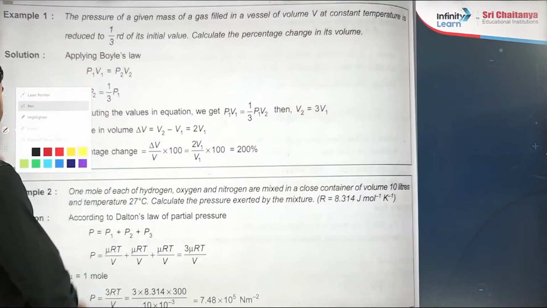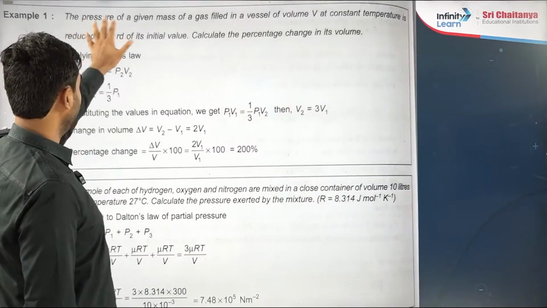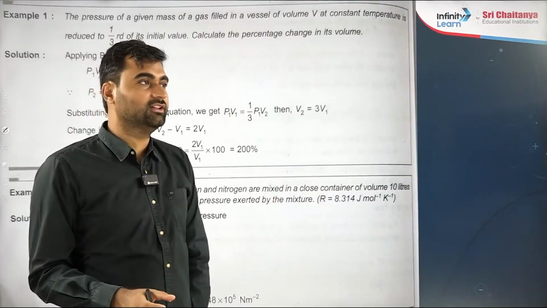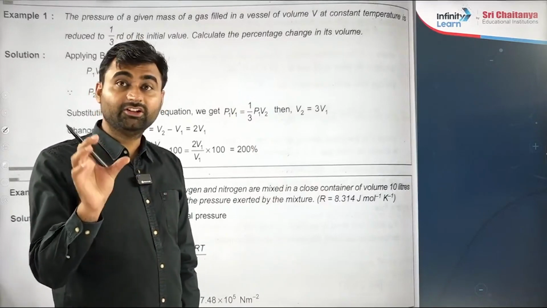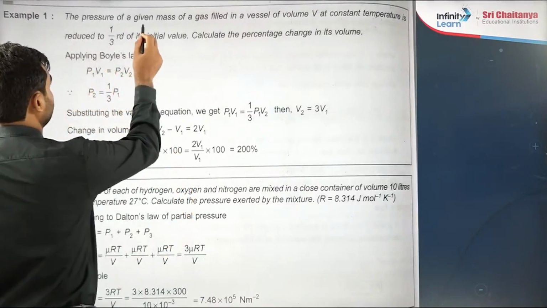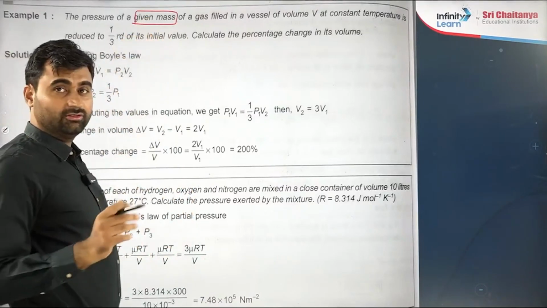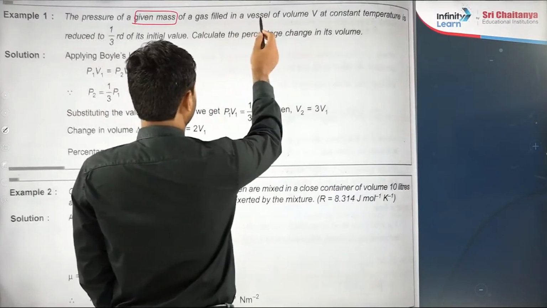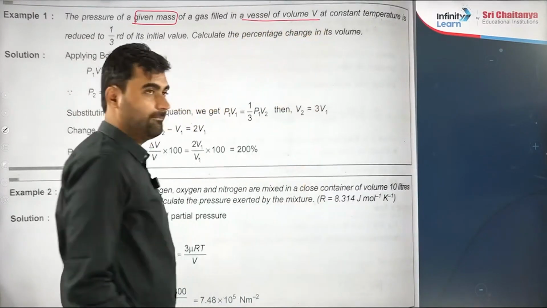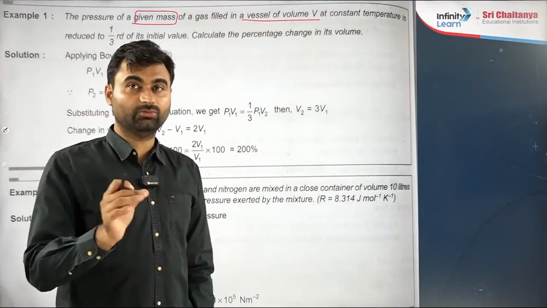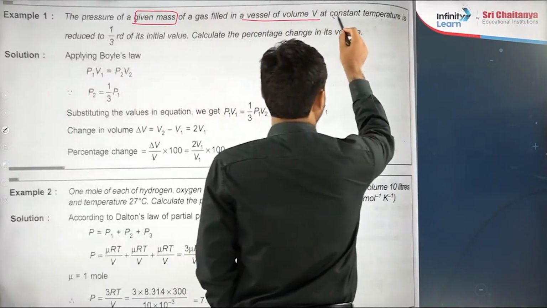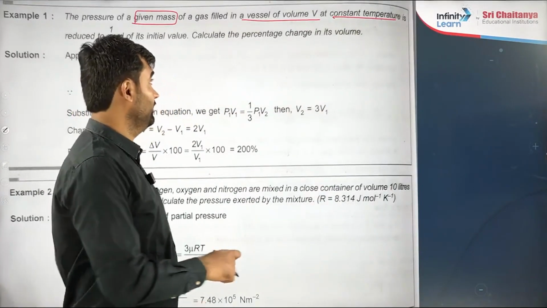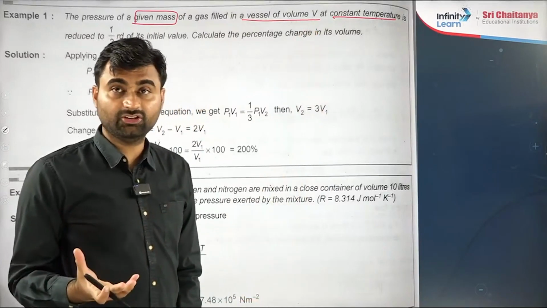First question, what is given? The pressure of a given mass of a gas. First, how to solve questions, to understand this point. Given mass, this is the key point. So you have to underline given mass, because in all these laws we discuss given mass of a gas filled in a vessel of volume V, at constant temperature. So initial volume V and temperature constant.